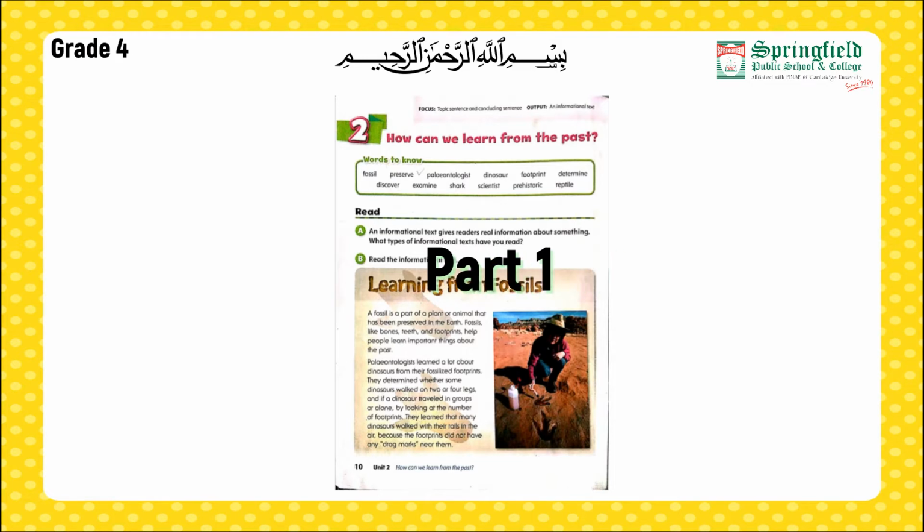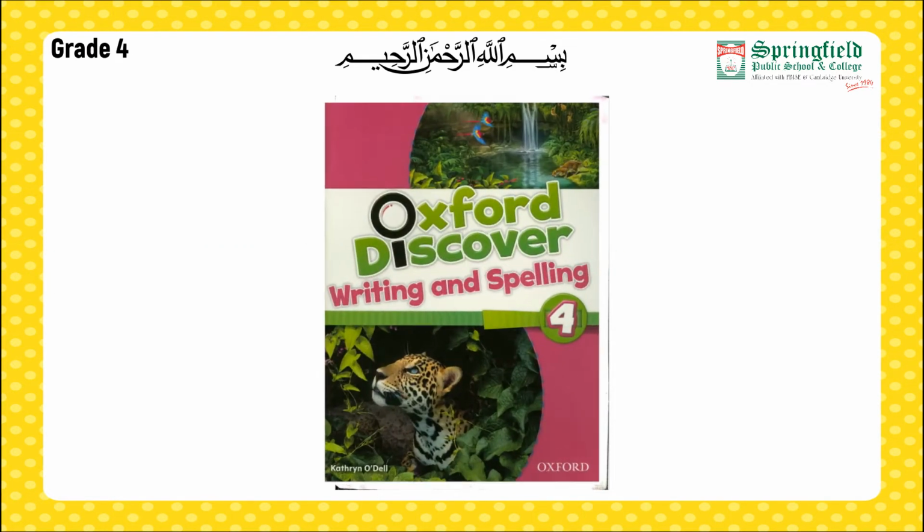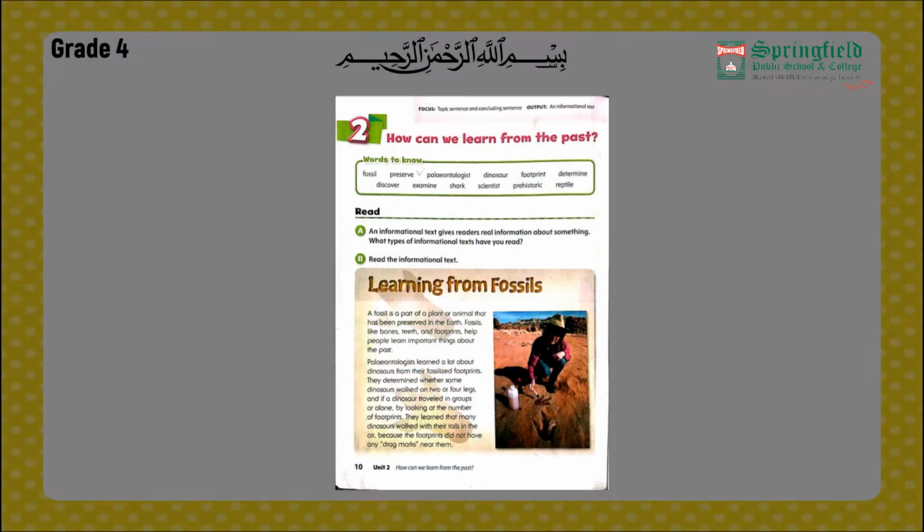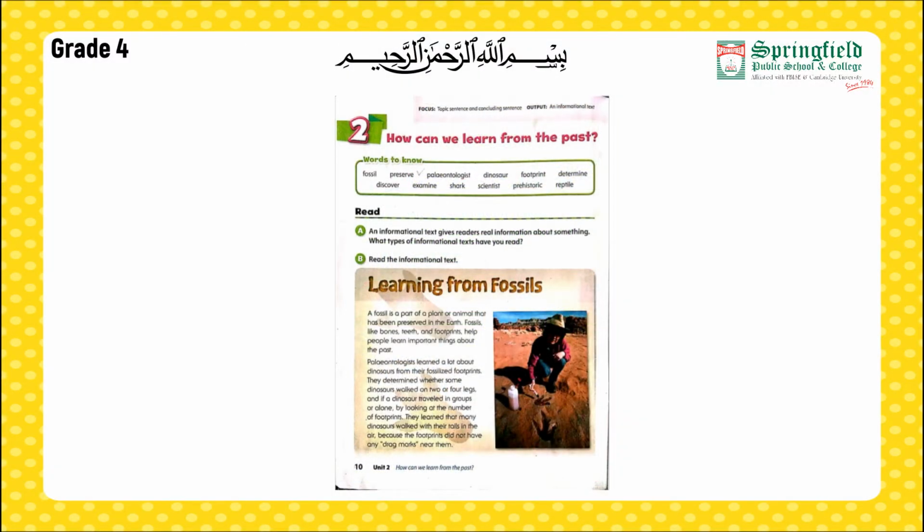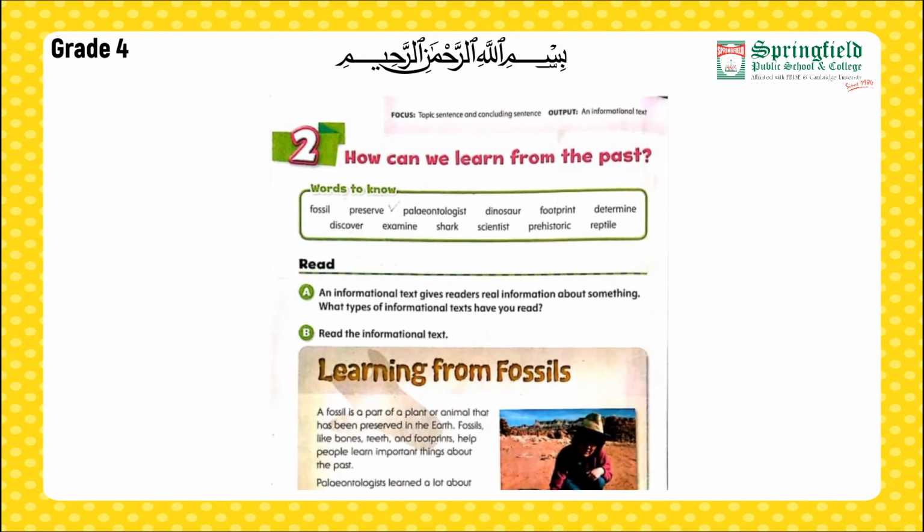Now let's move towards our assignment. This assignment is from your Oxford Discover Writing and Spelling book, Unit 2, page 10. How can we learn from the past? Now, before moving towards the reading of our text, let's give a look at the sight words.